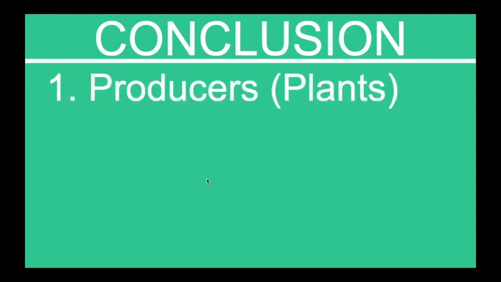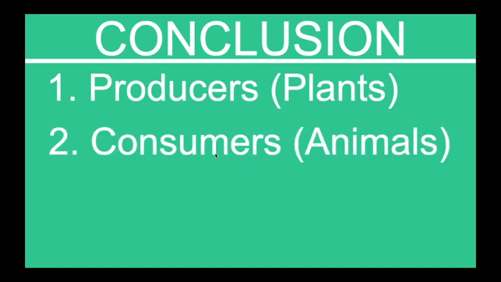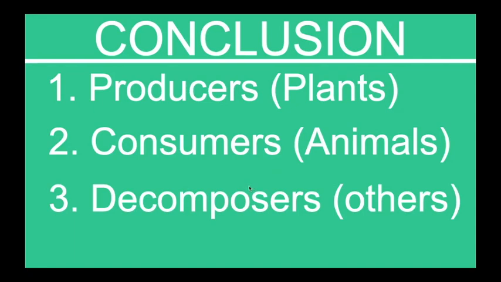First one, producers. Repeat after me. Producers. It is plants. Number 2, consumers. Repeat after me. Consumers. It is animals. And number 3, it is decomposers. Repeat after me. Decomposers or others. So producers, consumers, and decomposers. One more time. Producers, consumers, and decomposers.